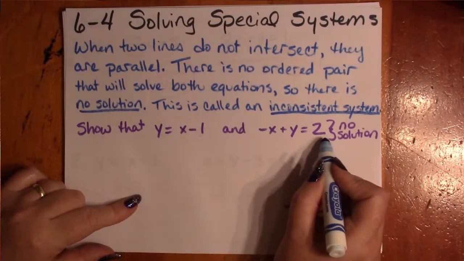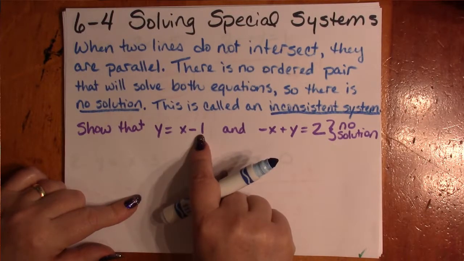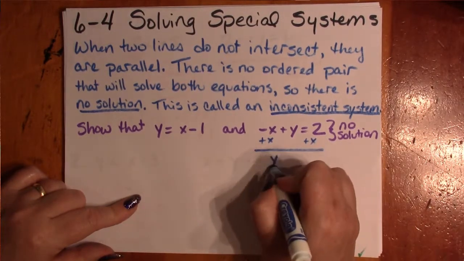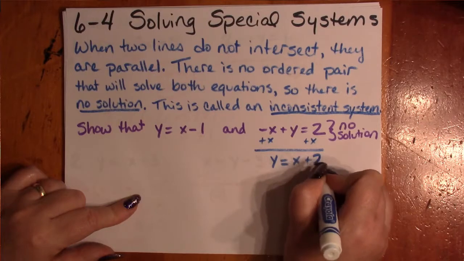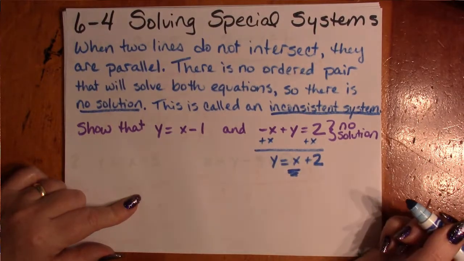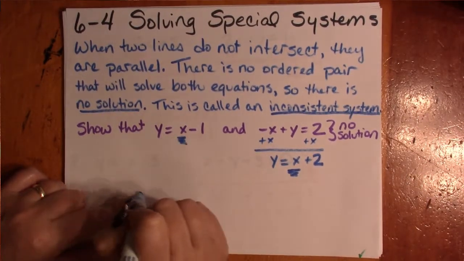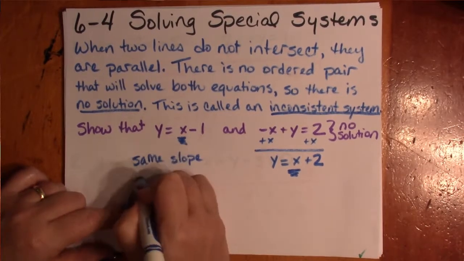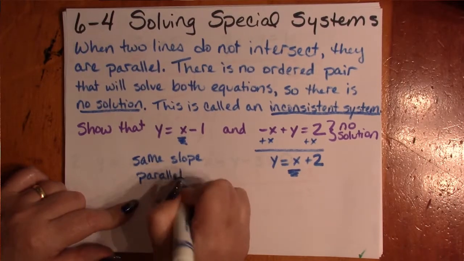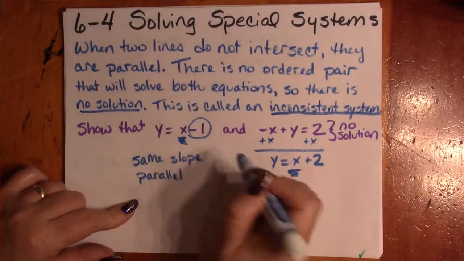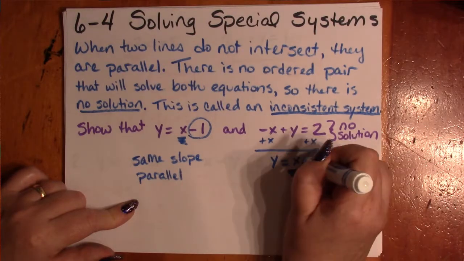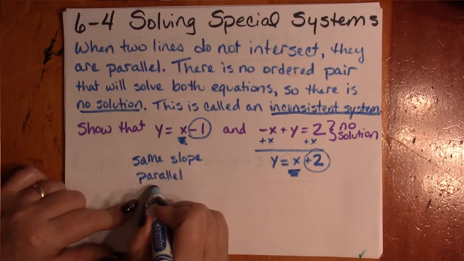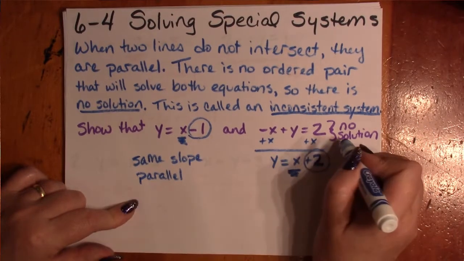So we're going to put this in the y equals mx plus b format. We're going to add x to both sides, and we're going to end up with y equals x plus 2. And we're going to see that this has a slope of 1 and this has a slope of 1. And because they have the same slope, they are parallel. But because they intersect the y-axis in a different point, they're not the same line. They are parallel. They run next to each other. So there is no solution.